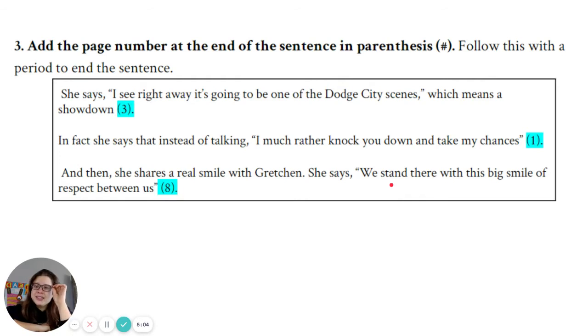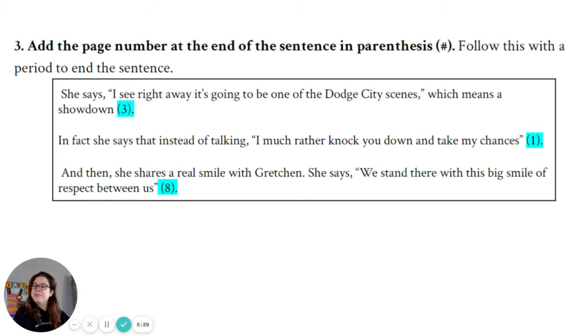The last step is to add a page number at the end of the sentence in parentheses. Now, this is going to feel kind of funny for some of us. Maybe you're going to want to put the word page and then the number. Maybe you want to put the little hashtag symbol and a number, but that's not correct. The only thing you need to do is put the number that you got this information from in parentheses.